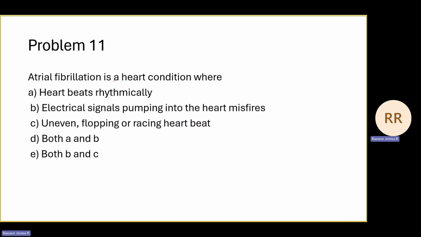So now let us move on to problem 11. Okay. Problem 11. Atrial fibrillation is a heart condition where option A, heart beats rhythmically. Option B, electrical signals pumping into the heart misfires. Option C, uneven flopping or racing heartbeat. Option D, both A and B. Option E, both B and C. So which is the correct answer?